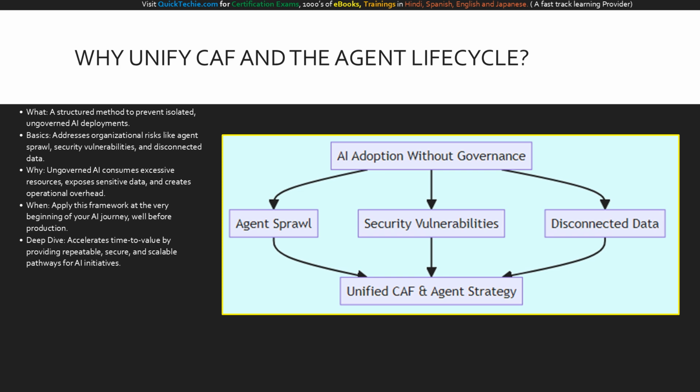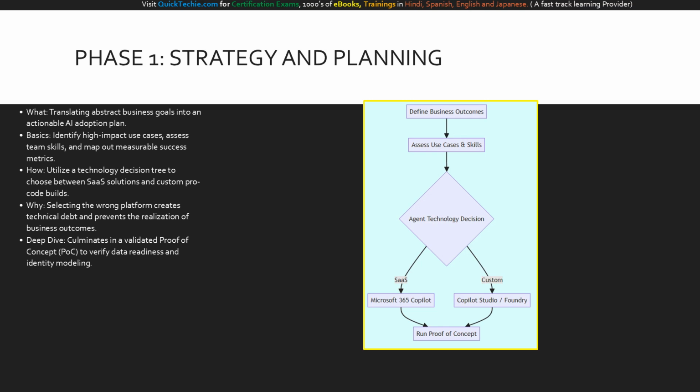This demonstrates how applying our structured framework systematically resolves these issues. It replaces sprawl with managed portfolios, vulnerabilities with hardened security, and disconnected data with unified, grounded knowledge sources. Moving to our first major phase, we align the CAF strategy and plan stages with the plan agent stage of the agent lifecycle. What happens here?